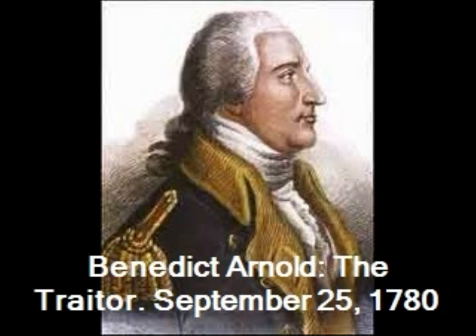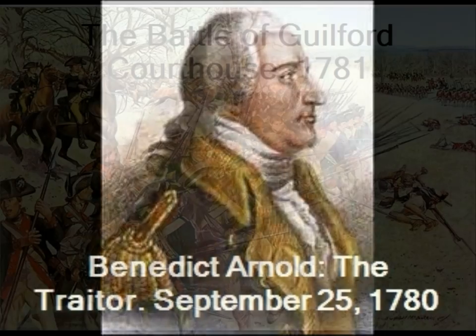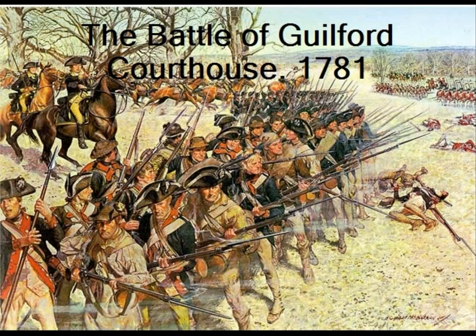In this battle, the American forces were commanded by General Greene, and the British forces were commanded by General Cornwallis. This battle took place at Guilford Courthouse. The British forces won a tactical victory, but they had too many losses, so it was an American victory.